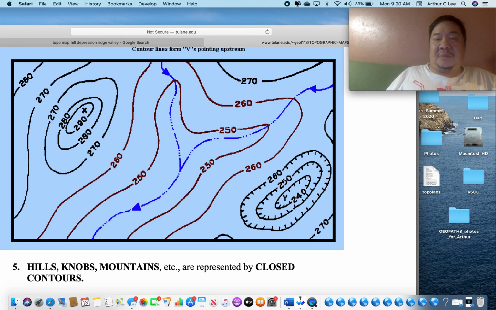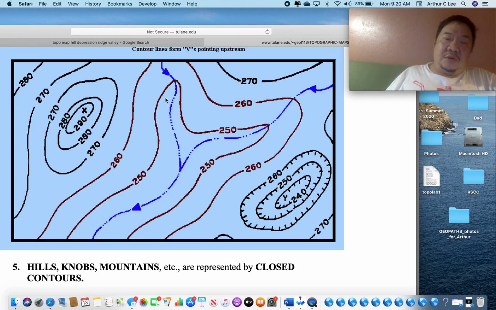Anyway, here you see another bullseye pattern with these hachured lines. And notice as you walk from here down to here, down to here, you're walking downhill. This is a depression, a hole in the ground.